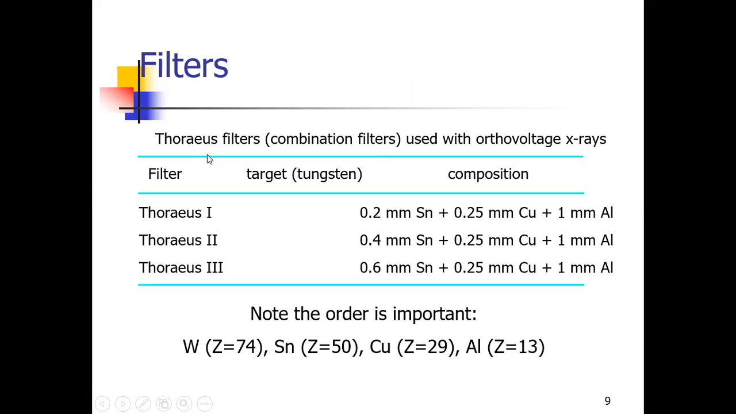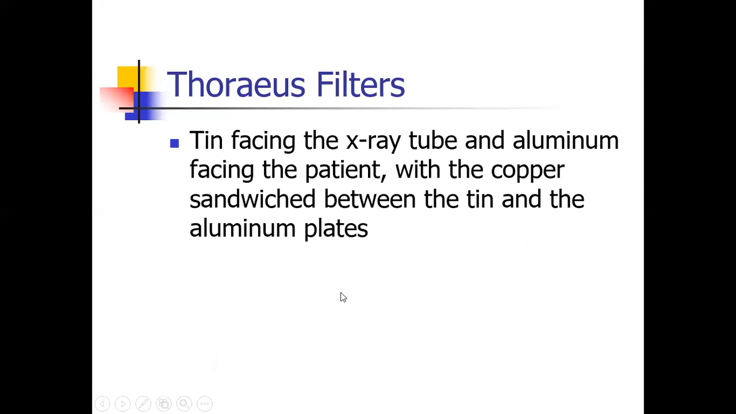So these combination filters, these Thoraeus filters, are used. You've got Thoraeus 1, where you've got these combinations, you've got Thoraeus 2, and then you've got Thoraeus 3. And you can see here that the order is important. You've got tungsten here, tin here, copper here, and then aluminum. And you can notice the descending order of those materials. So with Thoraeus filters, you've got tin facing the X-ray tube and aluminum facing the patient, with copper sandwiched in between the tin and the aluminum plates.